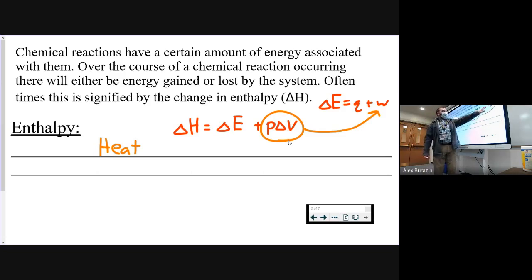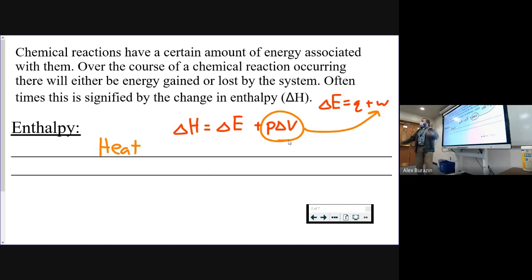And the change in energy equals the heat plus the work. But we did no work. So what does the change in energy equal? The heat. And if the change in energy equals heat, and the enthalpy equals the change in energy, therefore, enthalpy equals heat. Am I making sense? Okay, so again, is enthalpy heat?